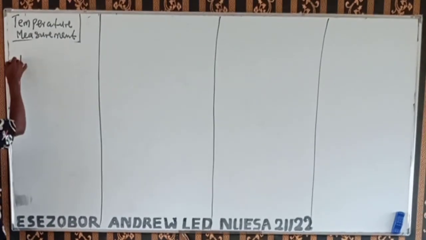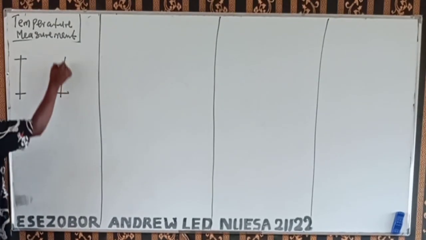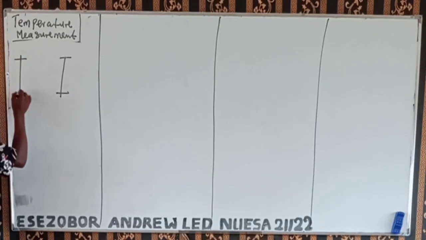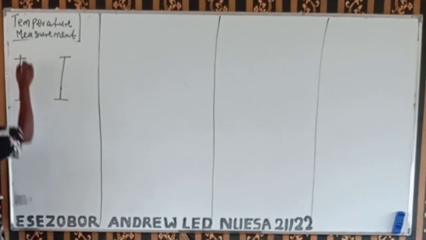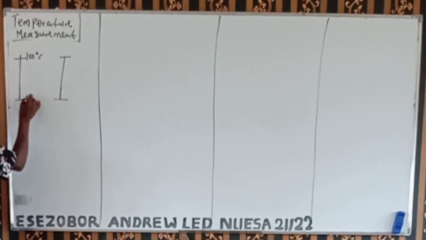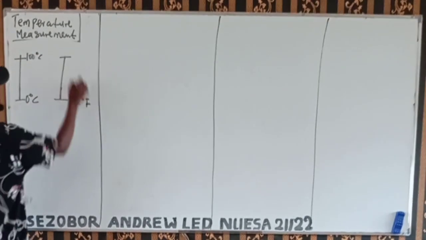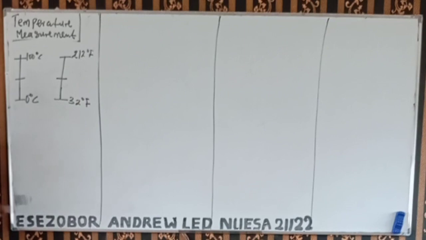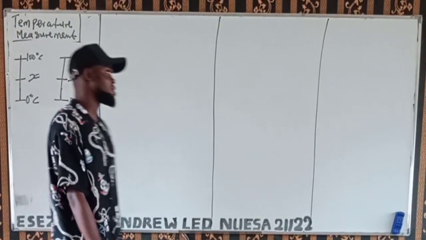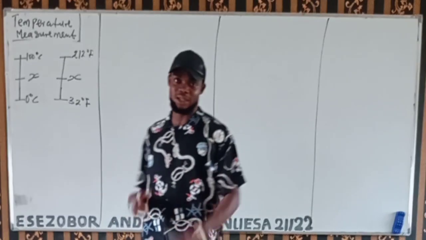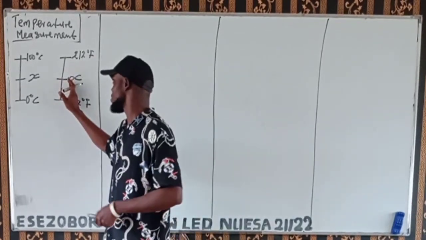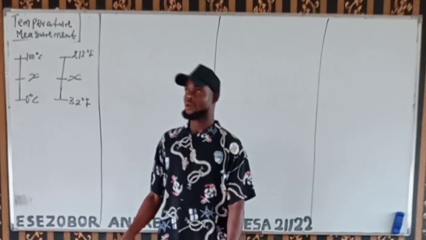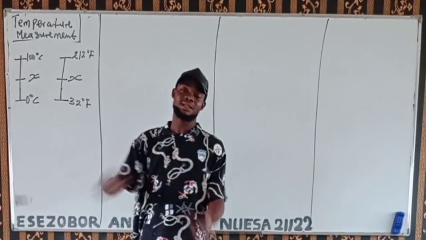Remember the fixed points of the Fahrenheit scale and the Celsius scale. For Celsius we have 0 degrees and 100 degrees, and for Fahrenheit we have 32 degrees and 212 degrees. At what temperature will both be reading the same thing? Let both read X. What will be the value of X for both scales to be reading the same thing?